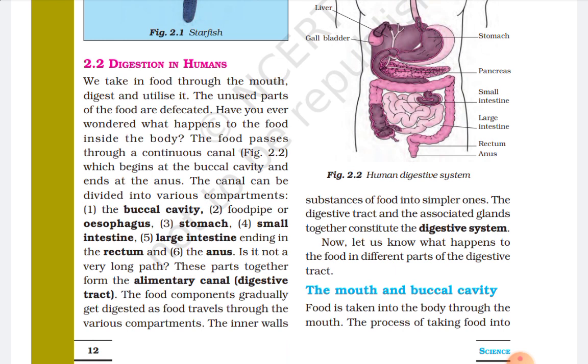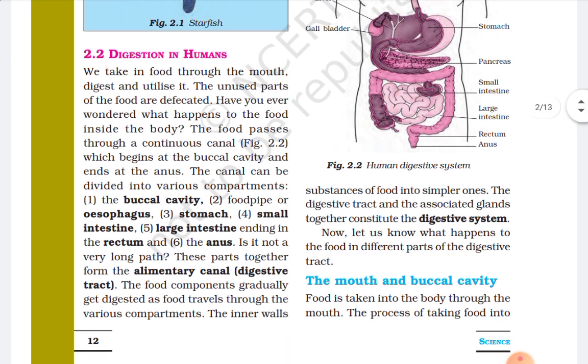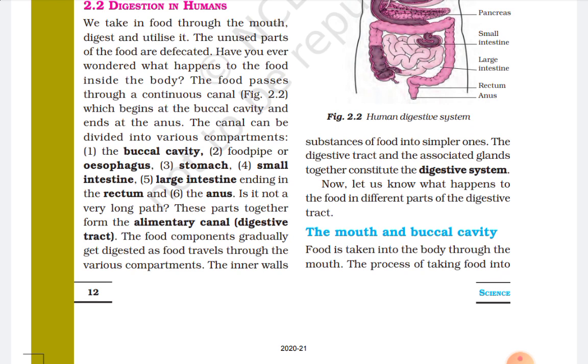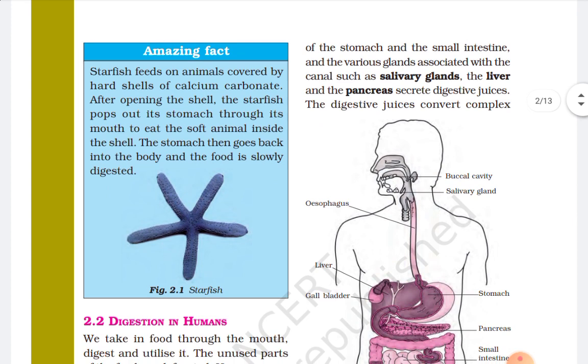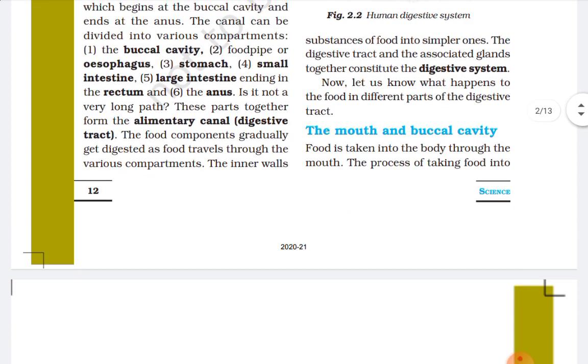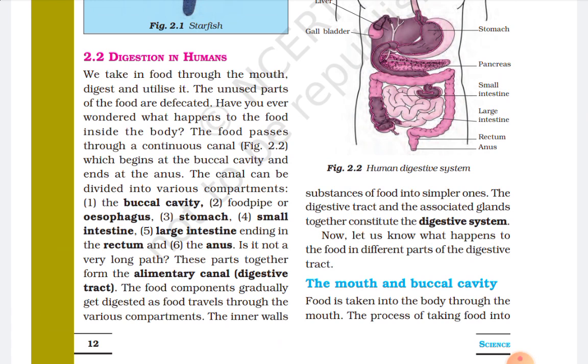The food components gradually get digested as food travels through the various compartments. The inner walls of the stomach and the small intestine and various glands associated with the canal, such as the salivary gland, the liver and pancreas, secrete digestive juices, and the digestive juices convert complex substances of food into simple ones.